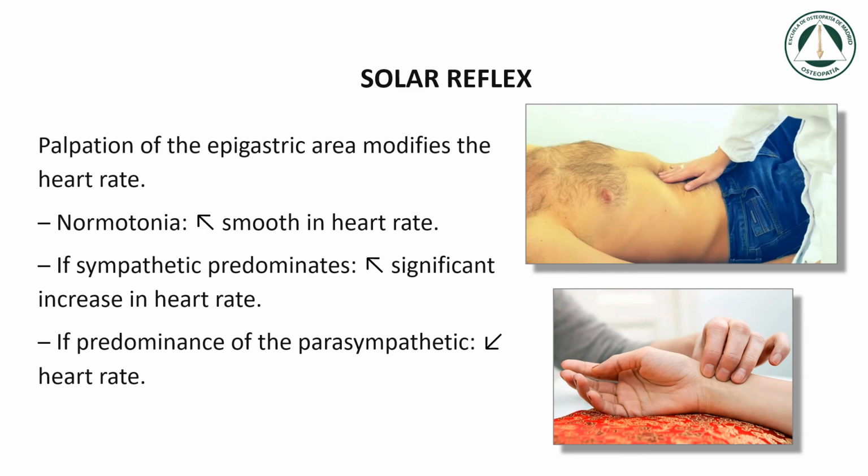Solar reflex. In the study of the solar reflex, palpation of the epigastric area modifies the heart rate. In normotonia there is a smooth increase in heart rate. If the sympathetic predominates, there is a significant increase in heart rate. While, in cases of predominance of the parasympathetic, the heart rate either decreases or remains the same.